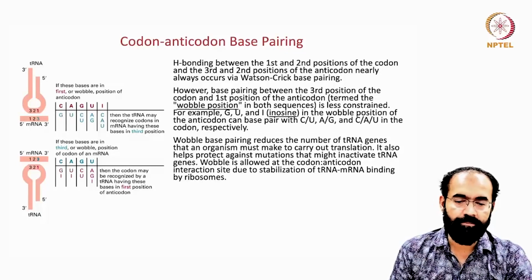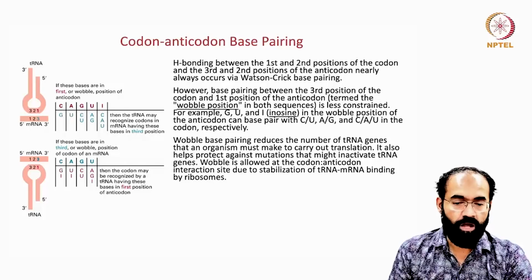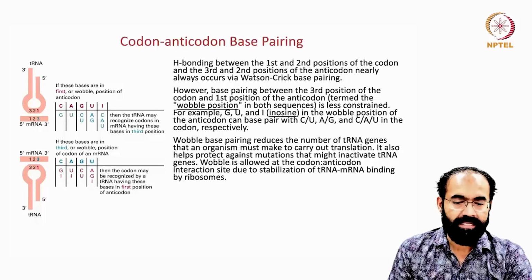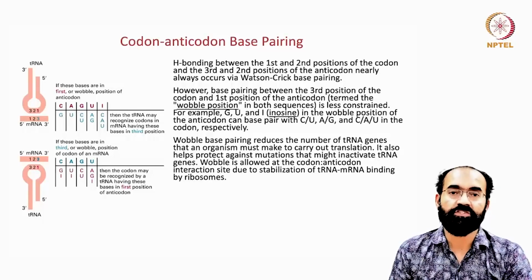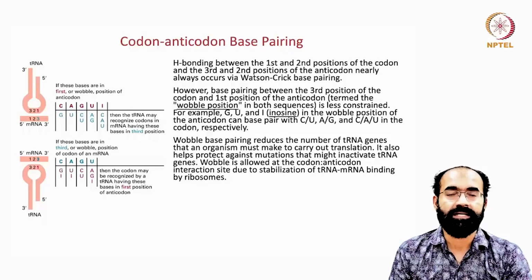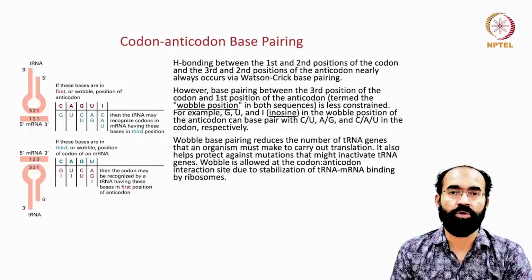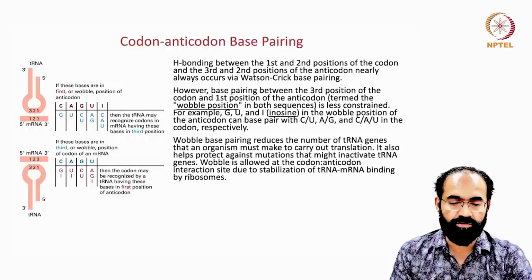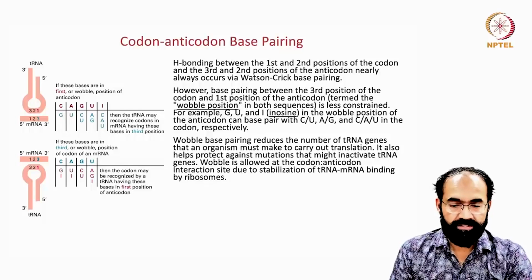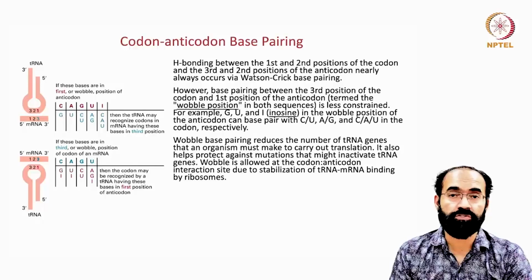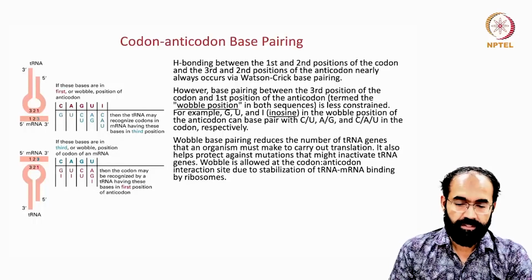However, the base pairing between the third position of the codon and the first position of the anticodon, as a part of the complementary pairing, is termed the wobble position. Wobble position indicates it tolerates slightly flexible bonding; it need not necessarily be very strong in both the sequences, and it is less constrained. Less constrained means it's not so stringent.